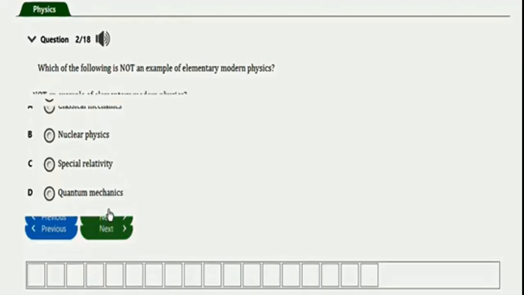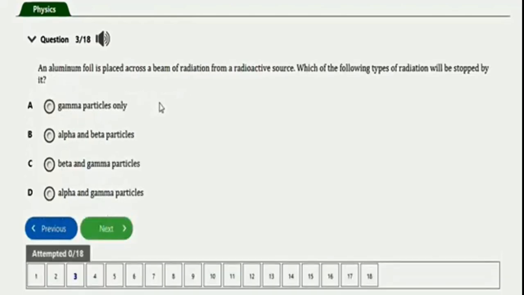Next question will be this one. It says an aluminium foil is placed across a beam of radiation from a radioactive source. Which of the following types of radiation will be stopped by it? Okay, so we have gamma particles only, alpha and beta particles, beta and gamma particles, alpha and gamma particles. So guys, the right option to this question will be option B, alpha and beta particles. Alright, so the radiation that can be stopped by it is alpha and beta particles.